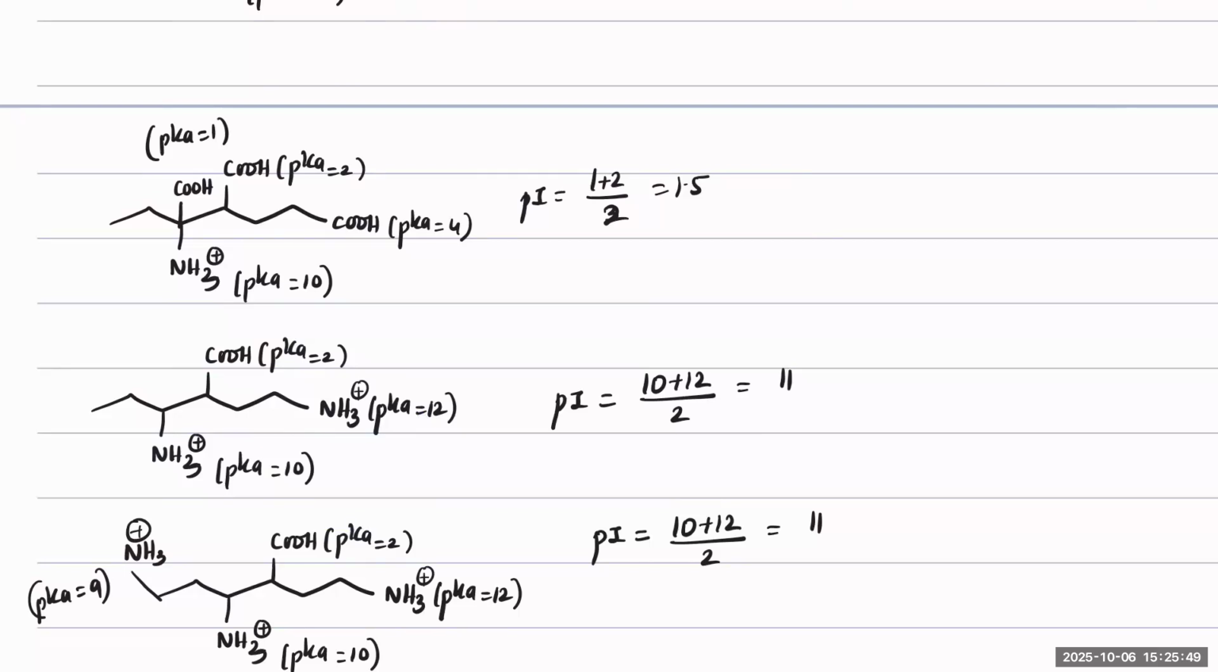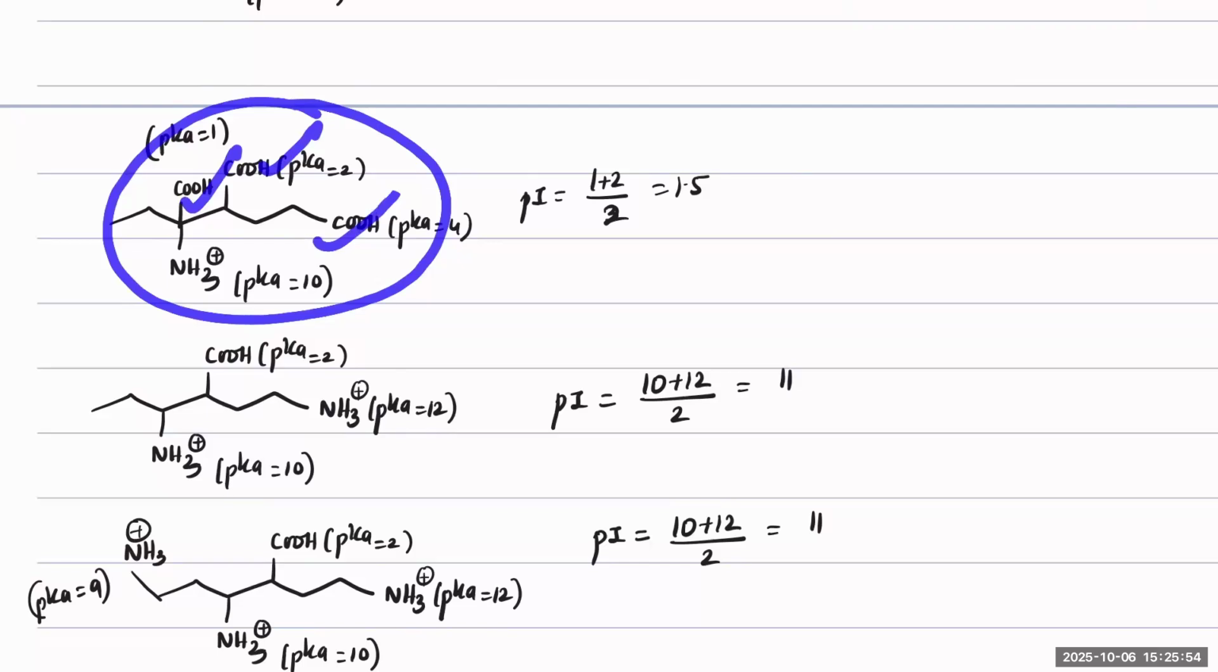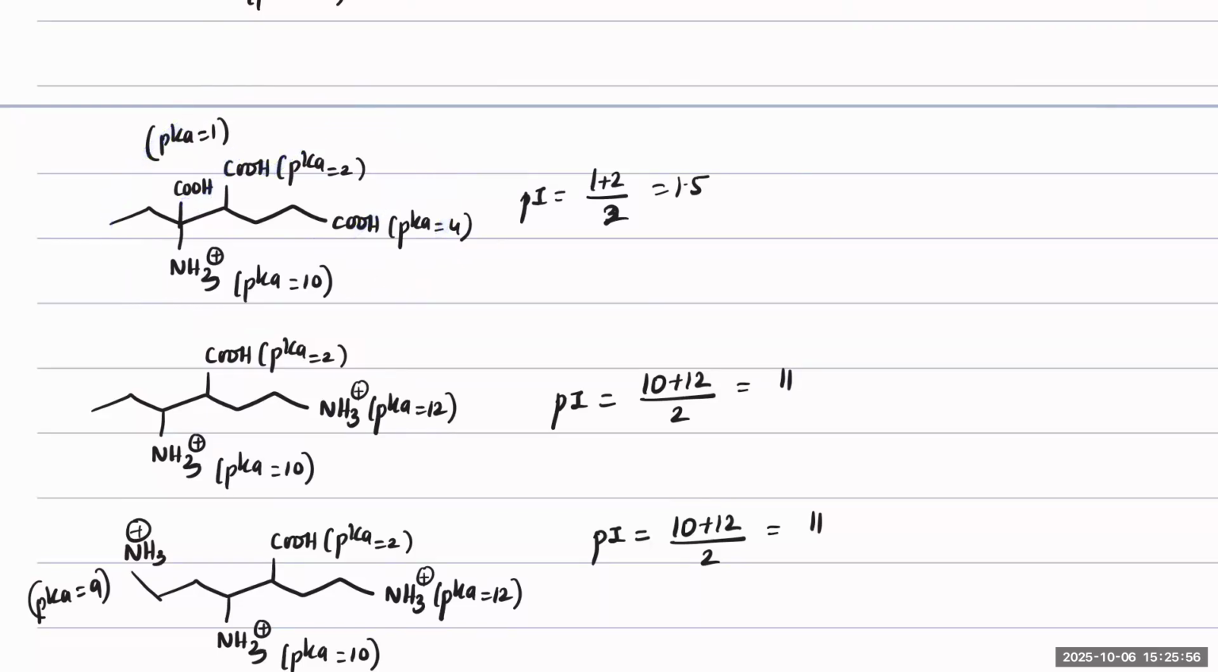Okay. But notice this case. Here we have three COOH groups. If you have more than two COOH groups, take the average of the pK values which are at the least values. For example, 1 and 2. Take the average of those two. That would turn out to be the PI value.